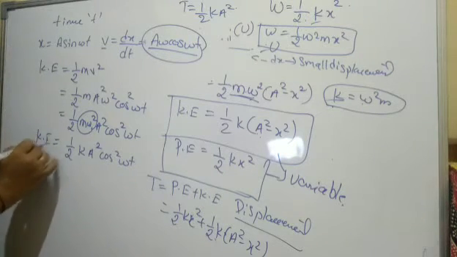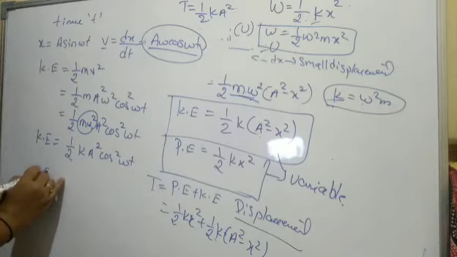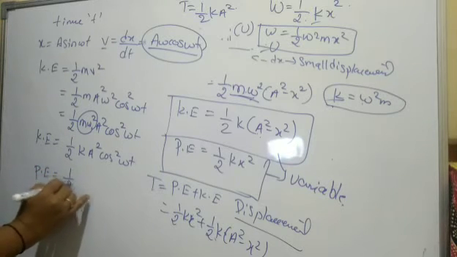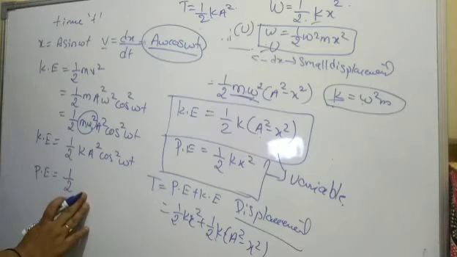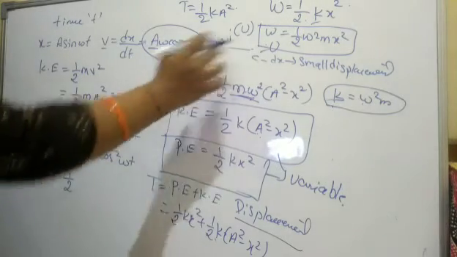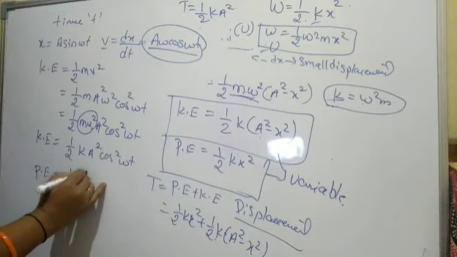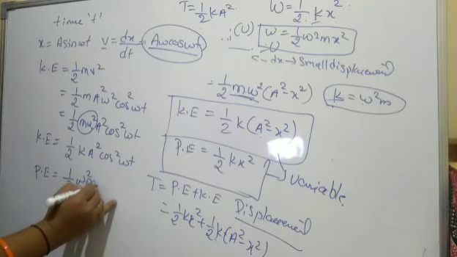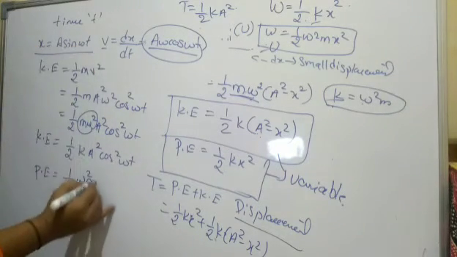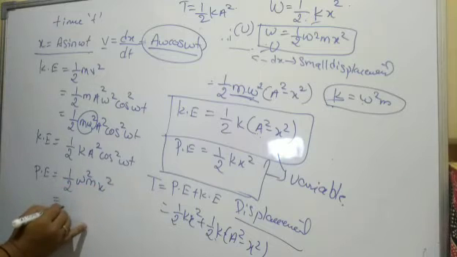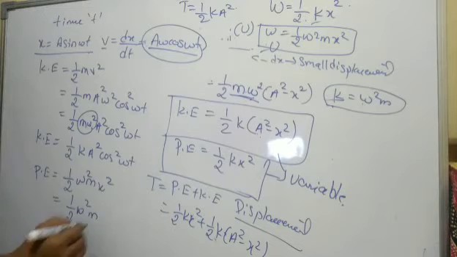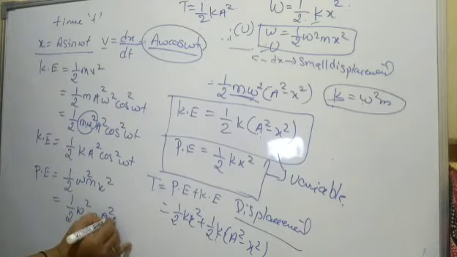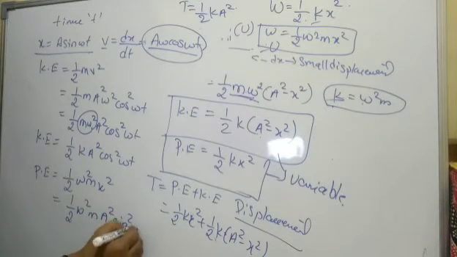Now we'll move on towards the potential energy. Potential energy means what here? Half, potential energy is how much? Half omega square m x square. So x square is this one. So I'll write it first. So 1 by 2 omega square m of x is what? A square sine square omega t.